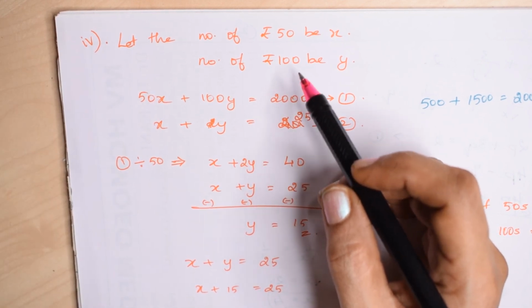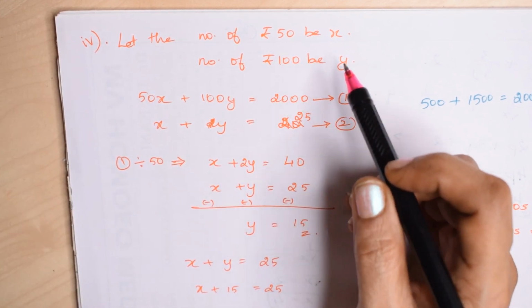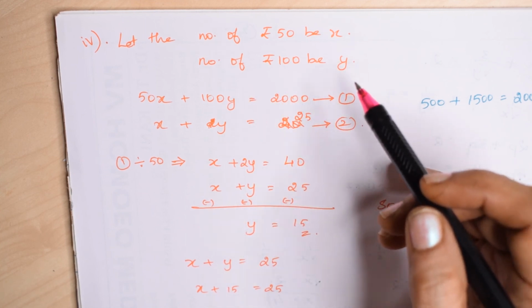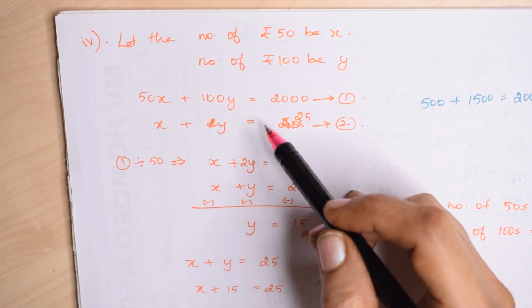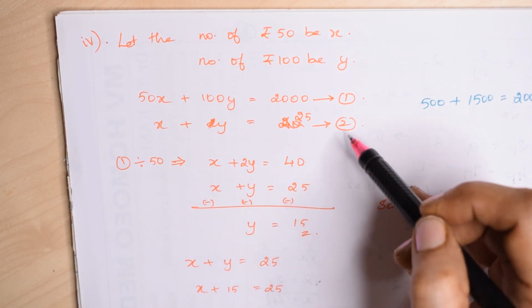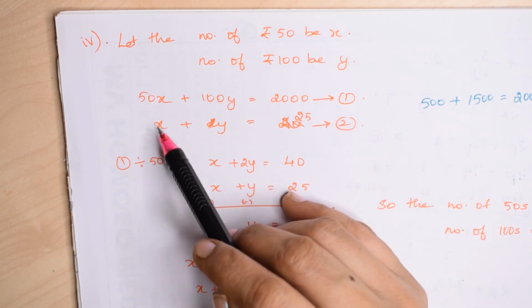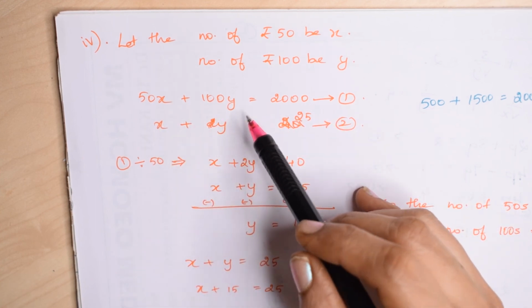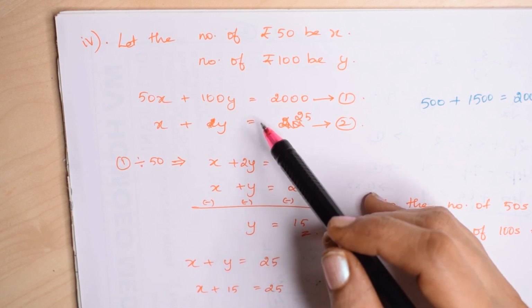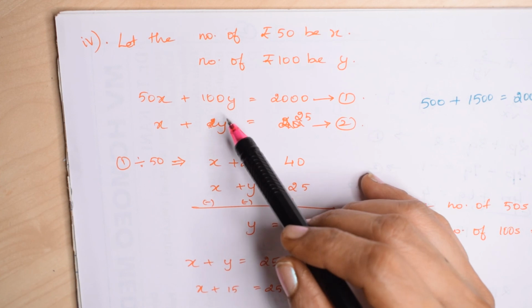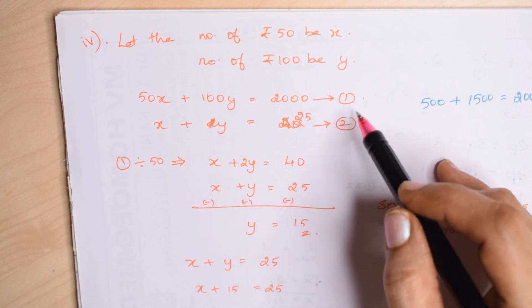Let the number of 50 rupee notes be x and the number of 100 rupee notes be y. They have given the total number of notes, so x plus y is equal to 25. I made that as the second equation. And the total amount she has withdrawn is 2000, right? So 50 into x plus 100 into y. We don't know how many 50s and how many 100s she has taken. So 50 into x plus 100 into y is equal to 2000 rupees. Total amount she has withdrawn is 2000 rupees.